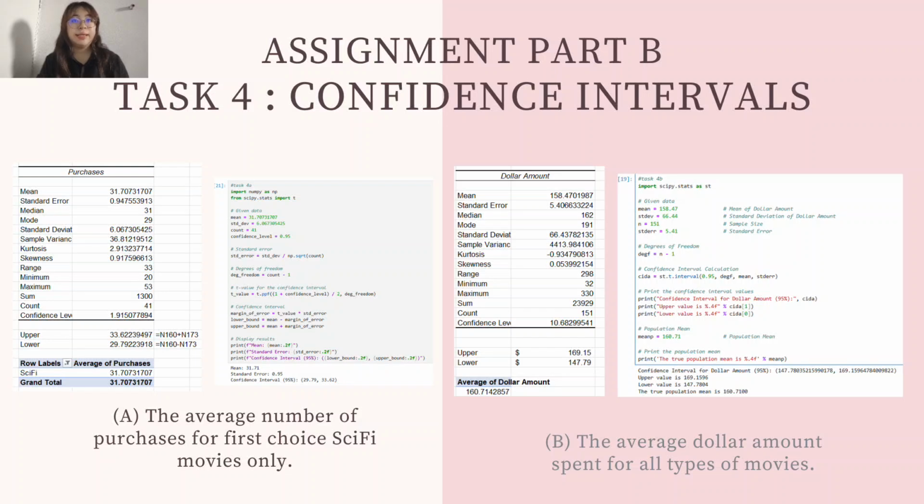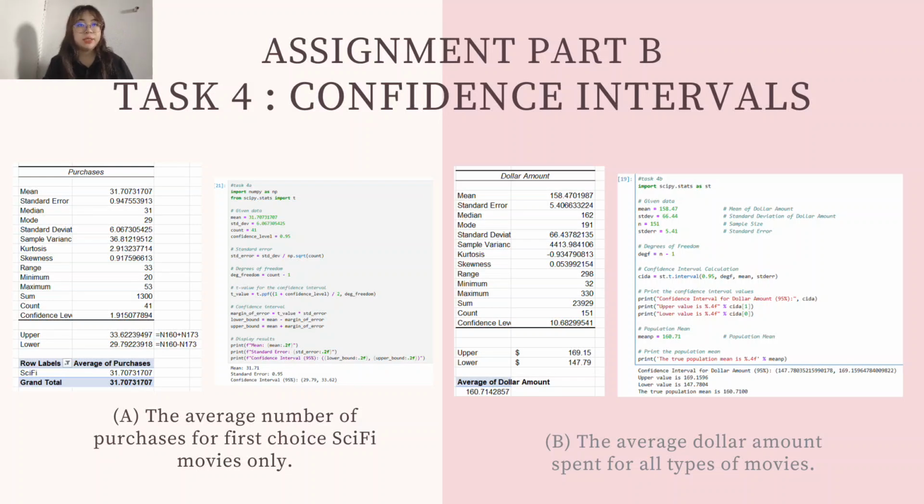Now, let's focus on the analysis of sci-fi movie purchases. Out of 150 respondents, 41 selected sci-fi movies as their first choice. The average number of first-choice sci-fi movie purchases for these 41 respondents was 31.71, with a standard deviation of 6.07. A 95% confidence interval for this data ranged from 29.79 to 33.62, meaning we can be 95% confident that the true average number of purchases falls within this range. This provides a reliable estimate of consumer behavior in the sci-fi movie segment in the Australian market.